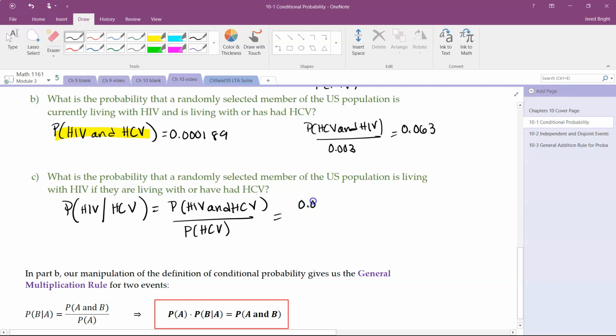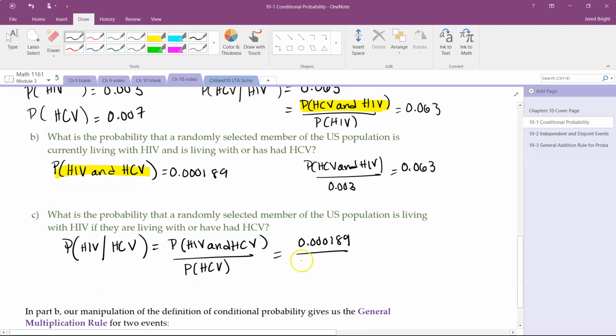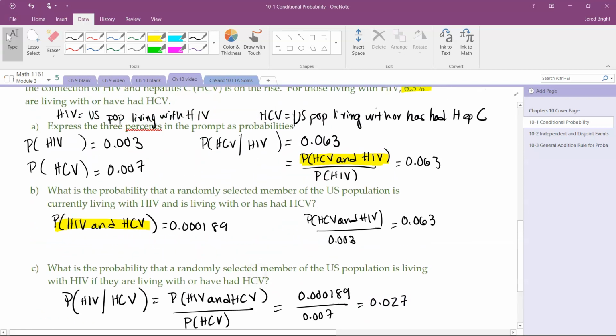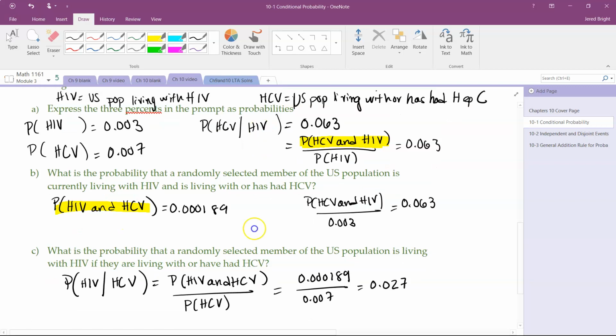So this was 0.000189, and then I divide that by the probability of HCV, which was 0.007. And I can punch this into a calculator and get that the answer is 0.027, or 2.7%. Okay, either way. But nevertheless, the key step here was using the definition of conditional probability to dissect this conditional probability. Okay, and then we use that to find this simultaneous occurrence.